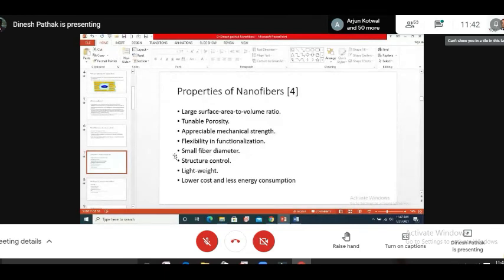They are lightweight. Structural control is easy, and they have low cost as well. So these properties attract researchers toward nanofibers.